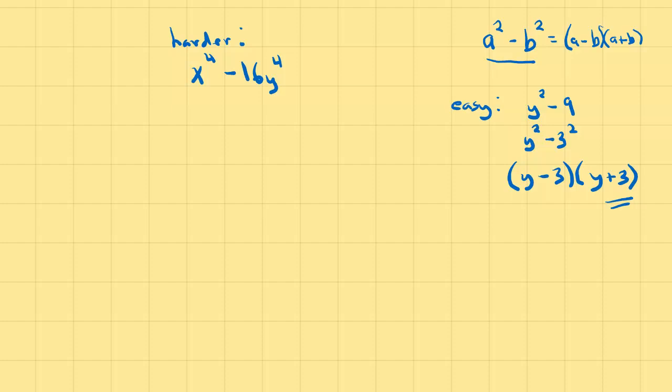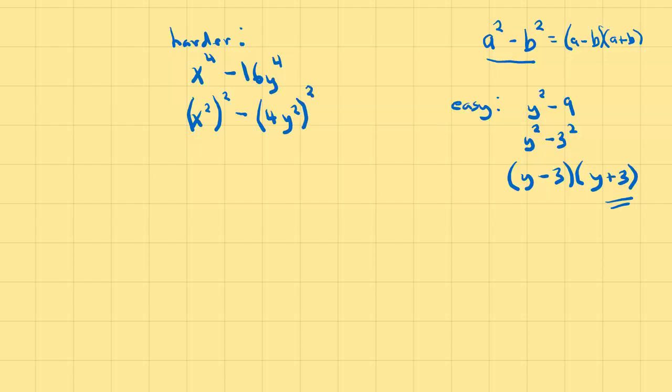So how would we get x to the fourth as something squared? Well, it would be this. It would be x squared squared. So now we can see that we have one square, and that's going to be the x squared that's being squared. And then here we have 16y to the fourth. Well, I'm just going to write that as 4y squared squared.